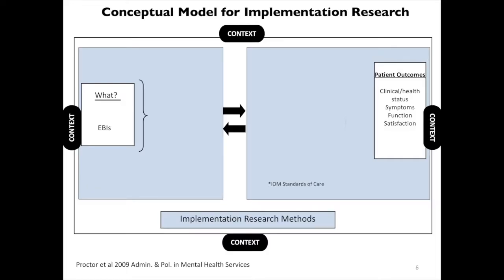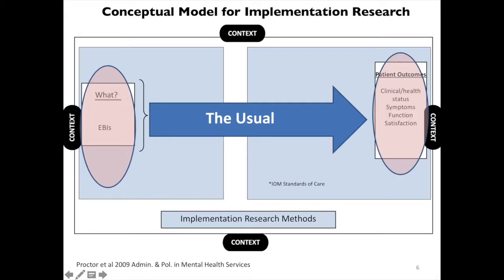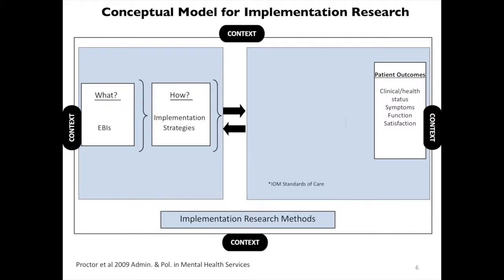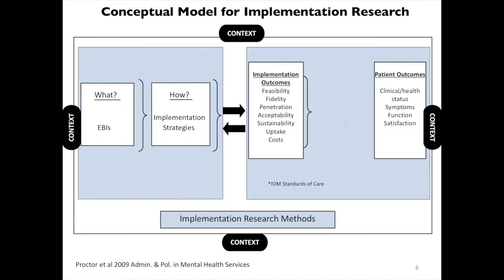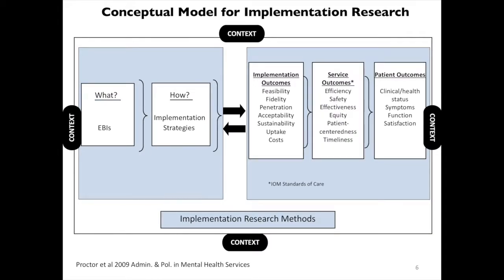And then thinking about implementation science outcomes, again, just contrasting it with more traditional effectiveness and efficacy trials. If we think about the usual pathways between the evidence-based intervention and patient outcomes, when we move into the implementation science realm, we also want to know how we can get those evidence-based interventions to improve patient outcomes, and these are implementation strategies. There are also implementation outcomes and service outcomes that should be considered.